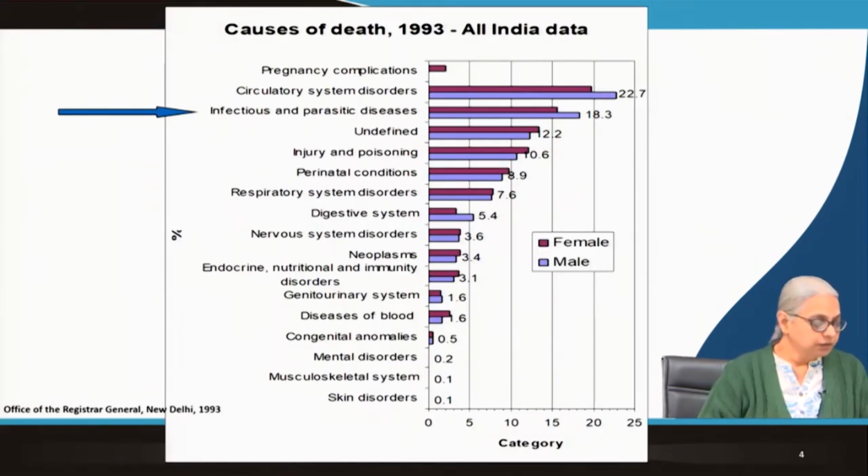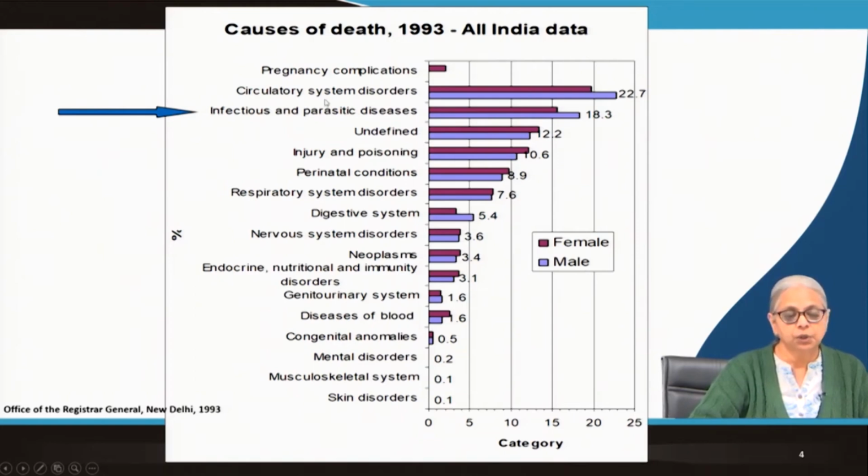So that data was from WHO. Now let's take a closer look at what is happening in our own country. I don't have too much data, but I have one set of data from 1993, and the top 10 causes of death arranged by gender is what is shown in this graph.